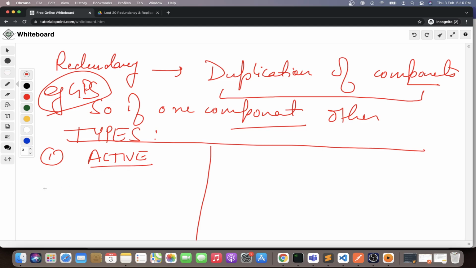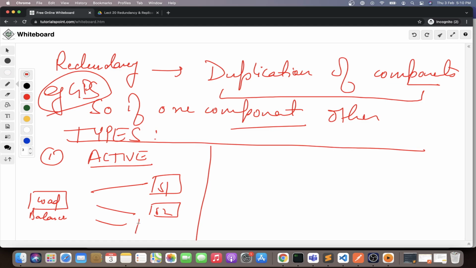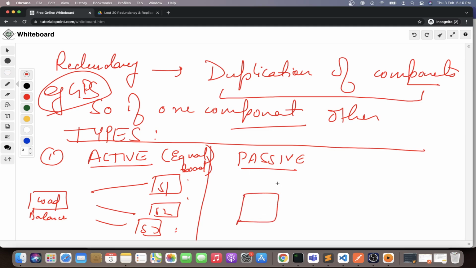redundancy. In this, if we have the load balancer present here, it has multiple servers, S1, S2 and S3. Here equal load is distributed on each of them. Contrary to that, in passive redundancy, if the first is operating, then the second is not operating, and if the second is operating, the first is not operating. So this was the key difference between both of them.